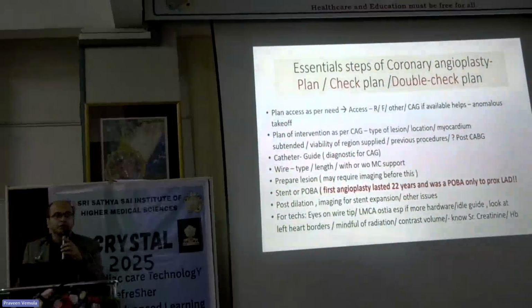I start with the femoral. So it's like that. The plan is made not in the lab. The plan is made off the lab. And we already discussed catheter, wire, balloon.